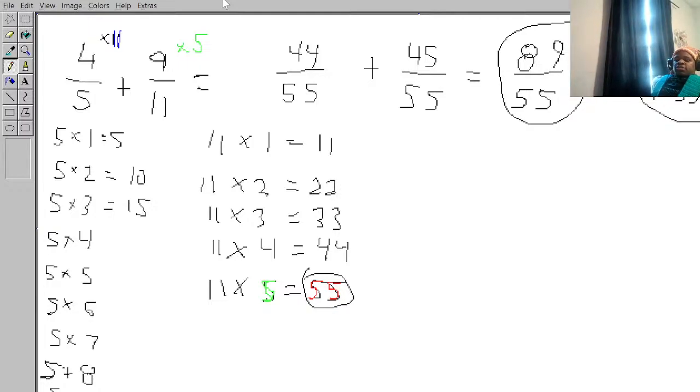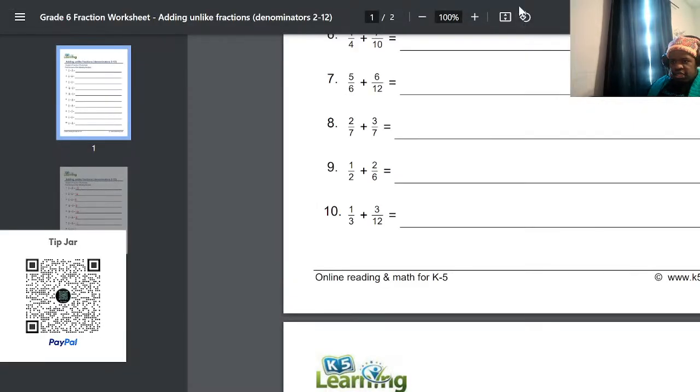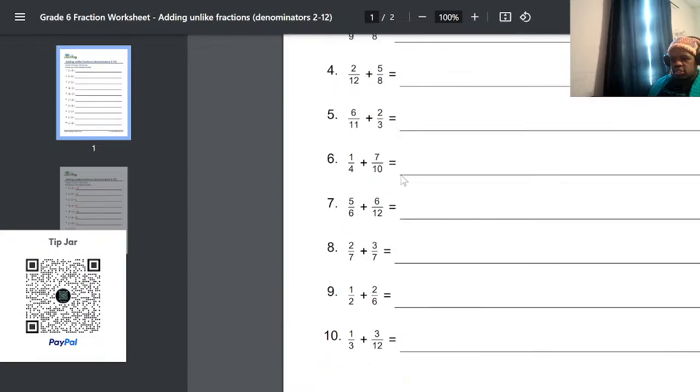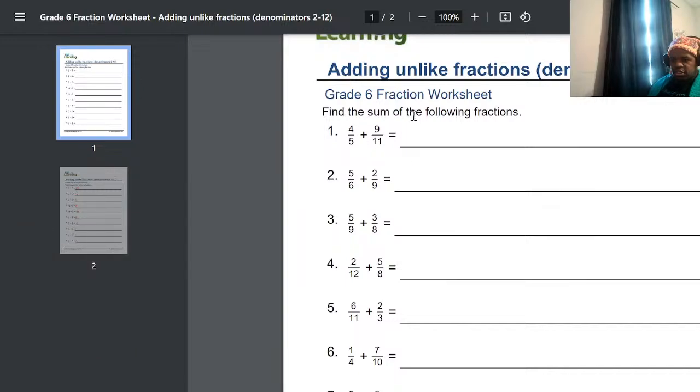And then I can show you guys the tools I used to check my work and the worksheet. The worksheet I just pulled is from k5learning.com worksheets. So if you want to practice, this is 6th grade fractions. My son is learning this, so I'm just going to go ahead and make a video and explain it in the best way I can.